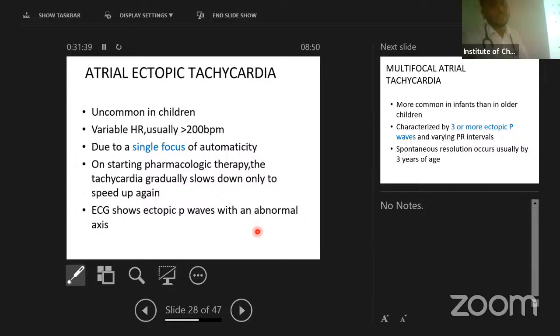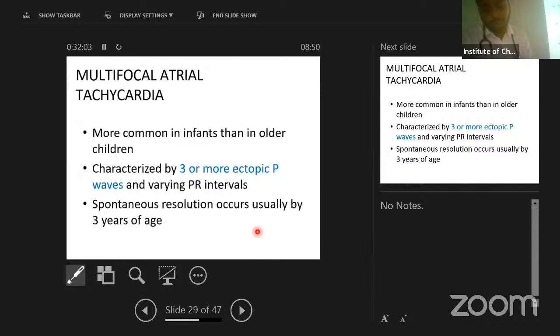Atrial ectopic tachycardia is uncommon in children. Usually the heart rate is variable, more than 200 beats per minute, due to a single focus of automaticity. On starting pharmacological therapy, the tachycardia gradually slows down, but it goes off and comes again. The ECG shows an ectopic P wave with an abnormal axis.